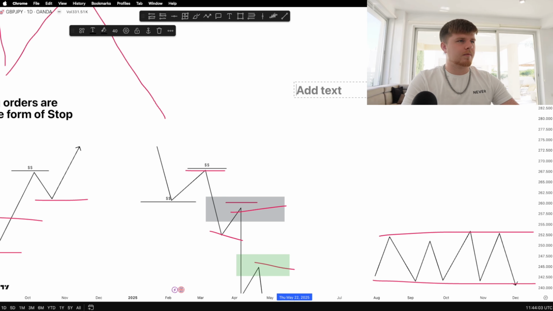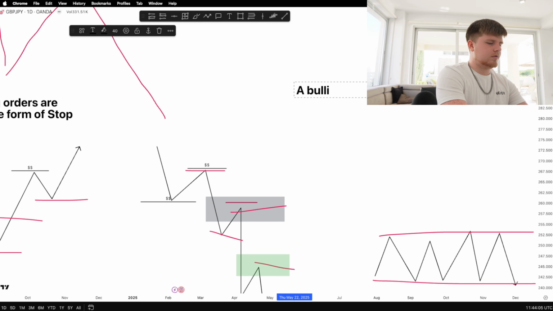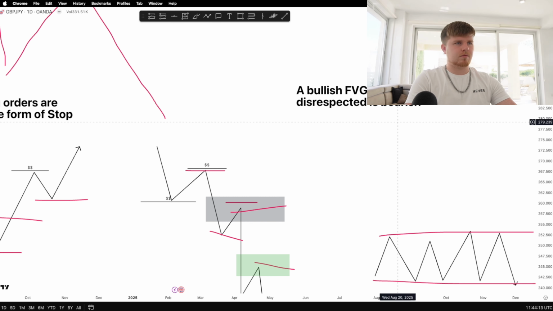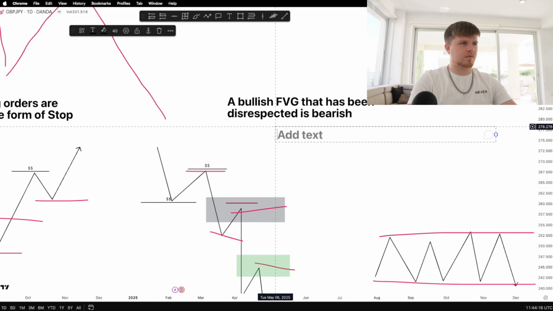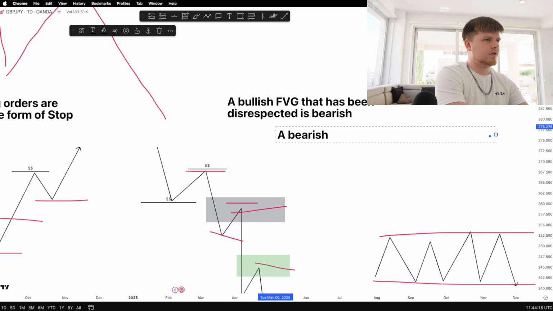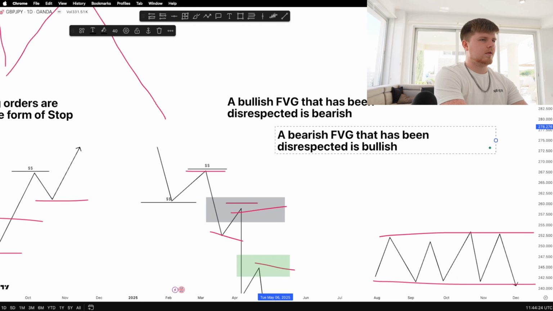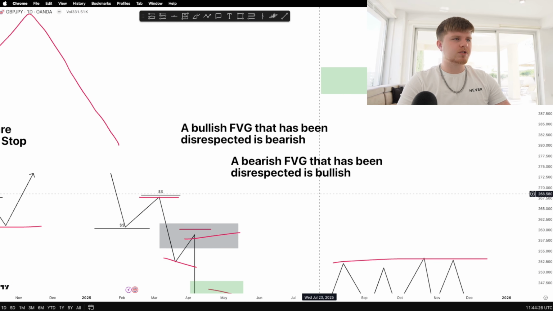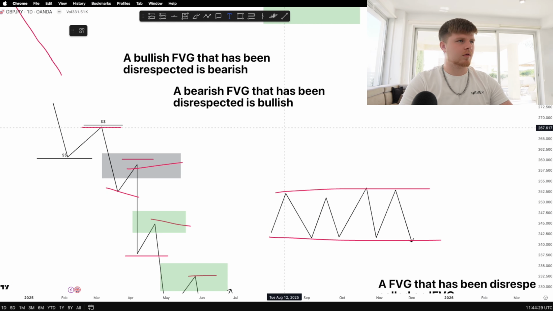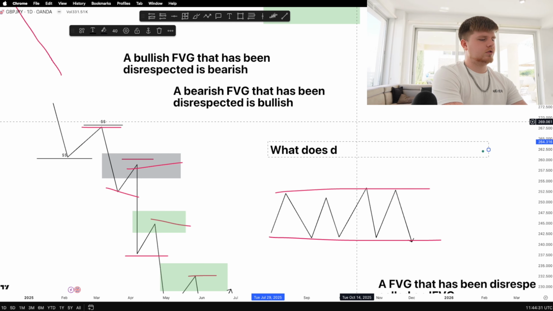So a bullish fair value gap that has been disrespected is bearish, okay? A bearish fair value gap that has been disrespected is bullish. And what does disrespected mean? So what does disrespected mean?